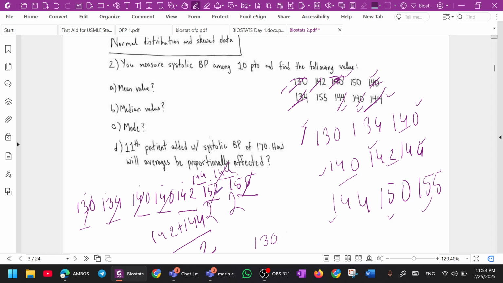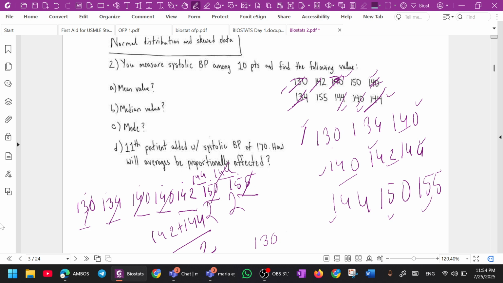I think they're asking you if it will increase or decrease. I don't know if they're asking you to do the calculation again. Maybe you can do the calculation again, but I think they're asking if it will increase or decrease. It will increase, isn't it? It will increase. Okay, I think so too.